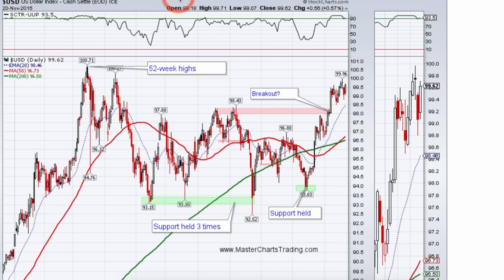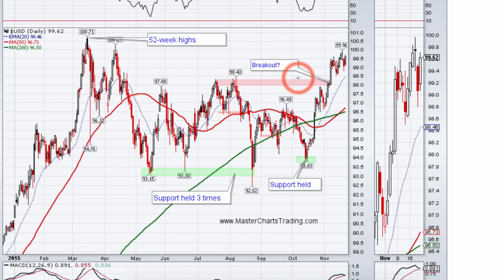Next on the agenda is the US dollar index. Several weeks ago, we had what I think was a breakout here above these two peaks from July and August, and we're basically approaching 52-week highs again. Now we had what I thought was a throwback, and then another throwback, and for now we're holding this breakout.